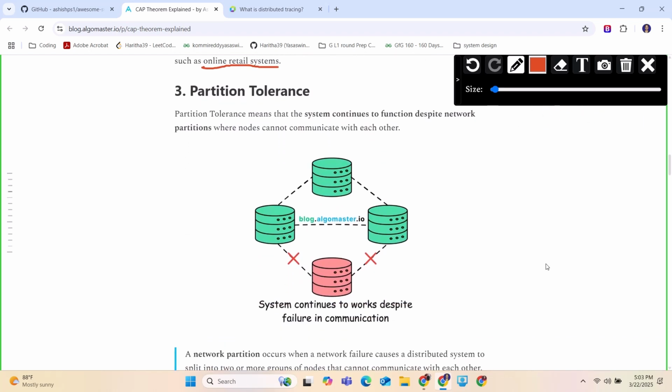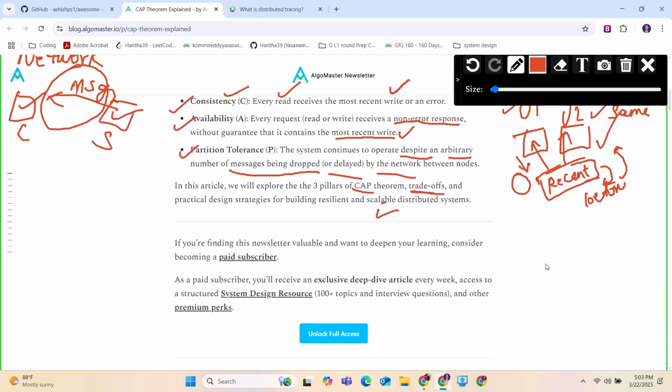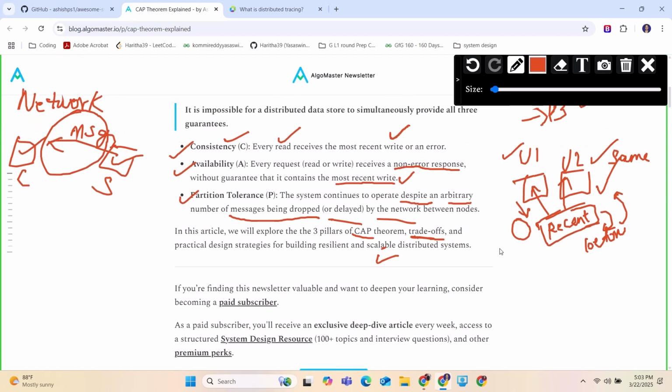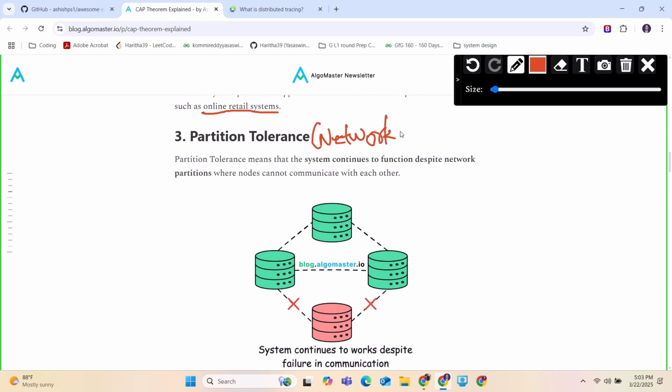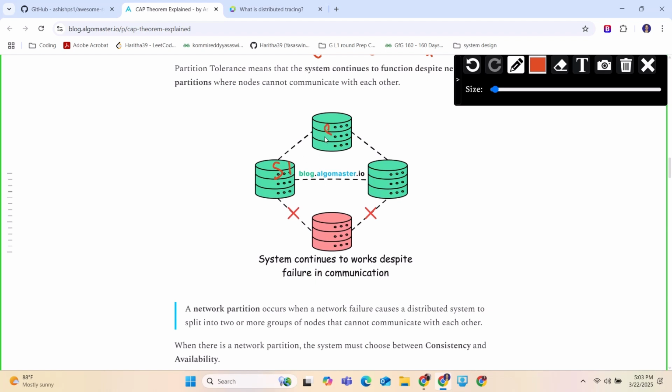Next, partition tolerance. What we understood earlier, about the network, partition tolerance is all about the network. Partition tolerance means the system continues to function, that means remains available, despite network partitions where nodes cannot communicate with each other. You should simply understand it as a network drop. Suppose there are 4 servers, S1, S2, S3 and S4. The system continues to work despite failure in communication. That means even if this fails, communication will still run.